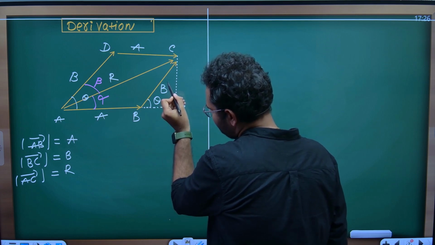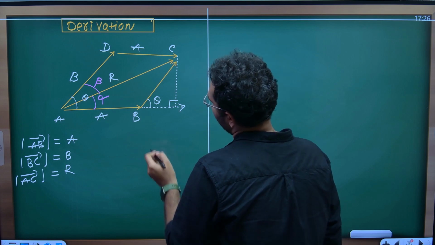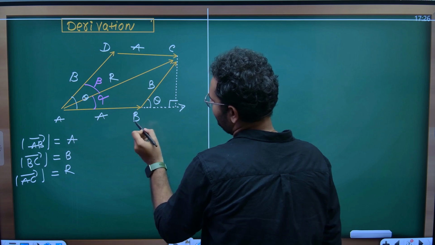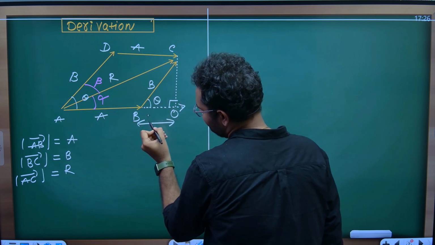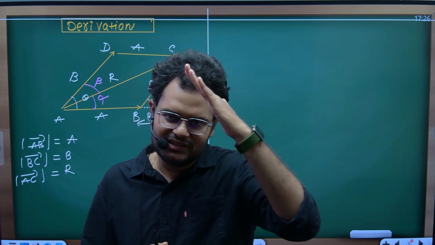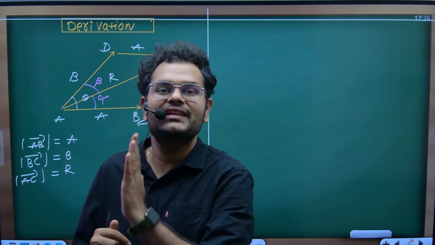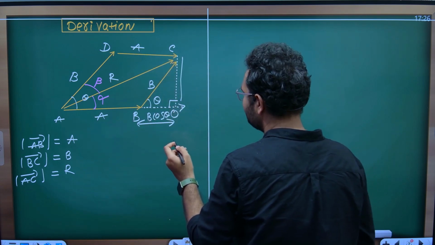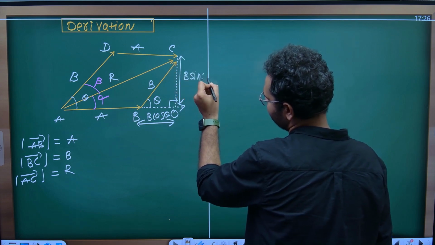Now if side BC is B, can you tell me what is this length? Let us say this is O. What is BO? I am talking about this length. So if this is B, then this is B cos theta. See, while resolving, if this is my side and this is the angle, the side with the angle is the cos component, and the other is the sine component, right? So this is B cos theta, and if you go by basic trigonometry, this is B sin theta. Clear?